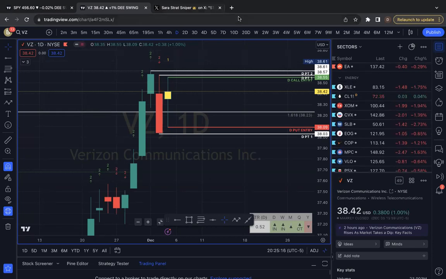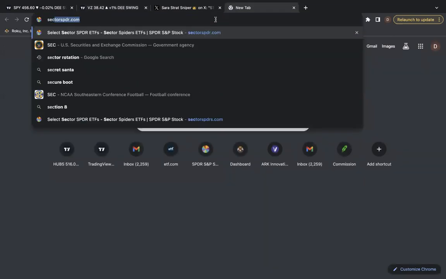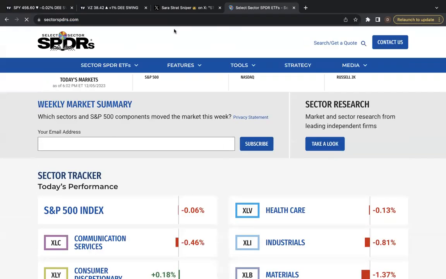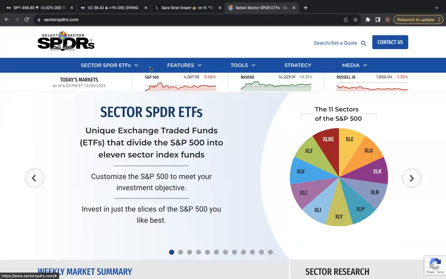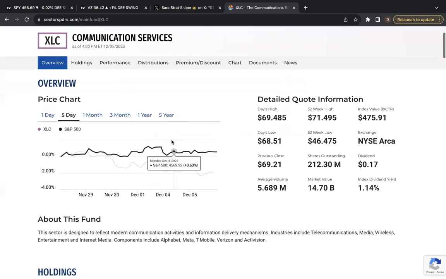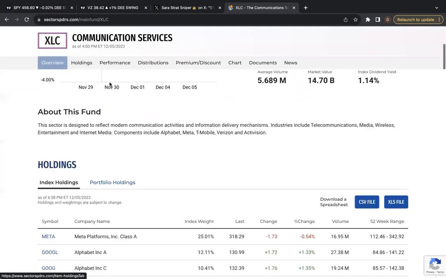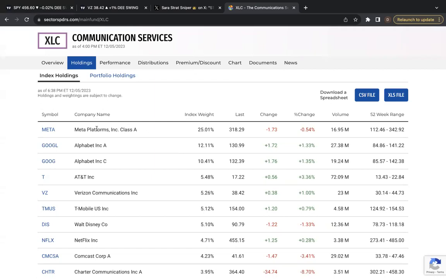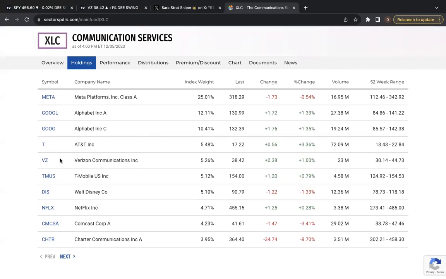I'll go look at it with y'all real quick. Right there. So right here, this is Sector SPDR. You can just go to, let's say, XLC, right? And then you can go to holdings right here, and it'll show you the index weight. So these are the highest weighted tickers in XLC: Meta, Google, AT&T, Verizon, T-Mobile, and so forth, right?